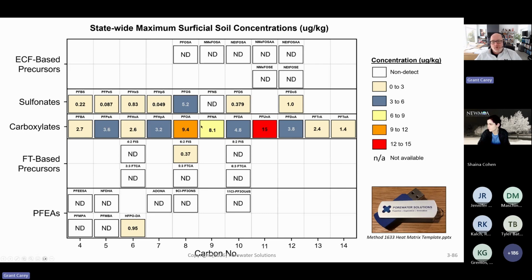In the states, PFOA is the second highest. PFOS is high, but a fair bit less than the carboxylates. And then the other sulfonate species are all pretty low. So this just kind of tells you the magnitude of what you're seeing. No precursors, a little bit of HFPO-DA here, but fairly low, and low 6:2 FTS.